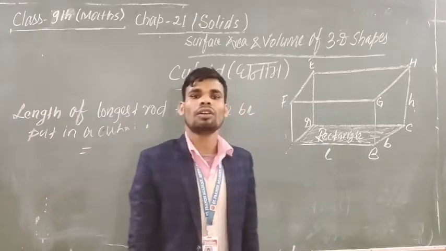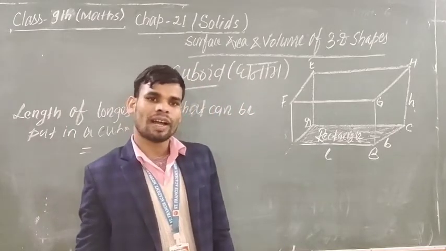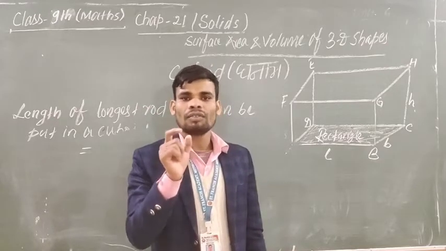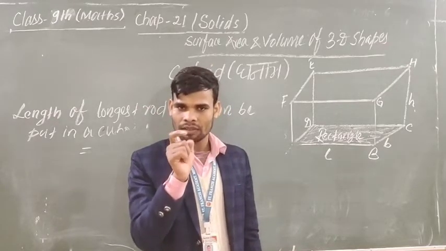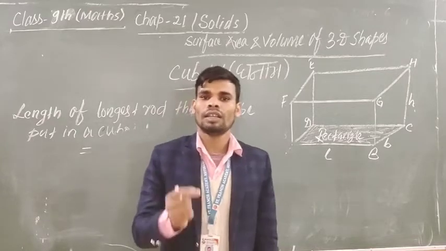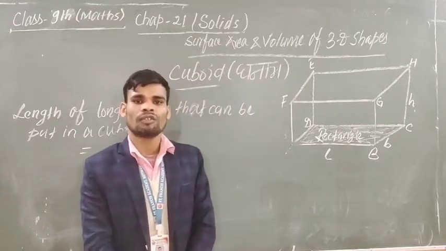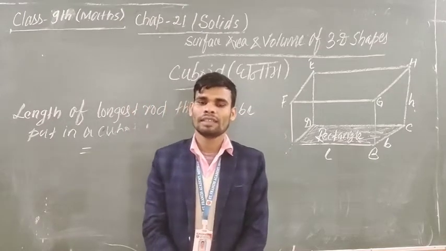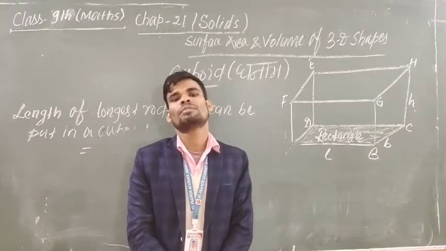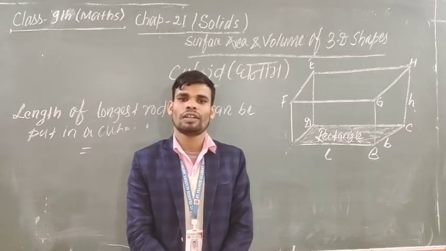What am I telling? There is a hollow cuboid. If the cuboid is hollow, it means the wall of the cuboid will have some width. For finding the volume of such cuboids, the formula is volume of external cuboid minus volume of internal cuboid.